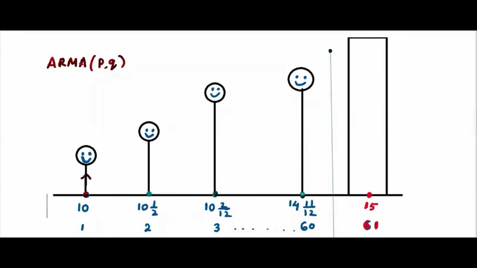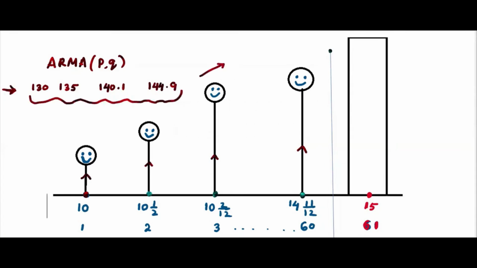Let me write a sample height. Maybe I'll start with 130 centimeters, then 135, then 140.1, 144.9. That way 1, 2, 3, 4, all that you write. Then you need to predict using this data. This is 60 sample points.